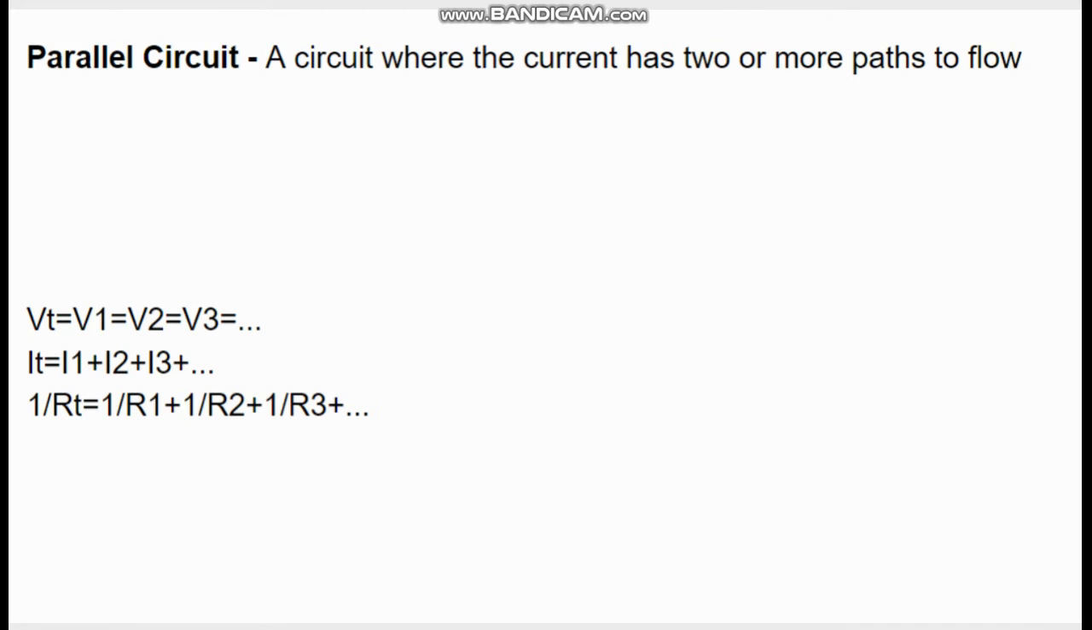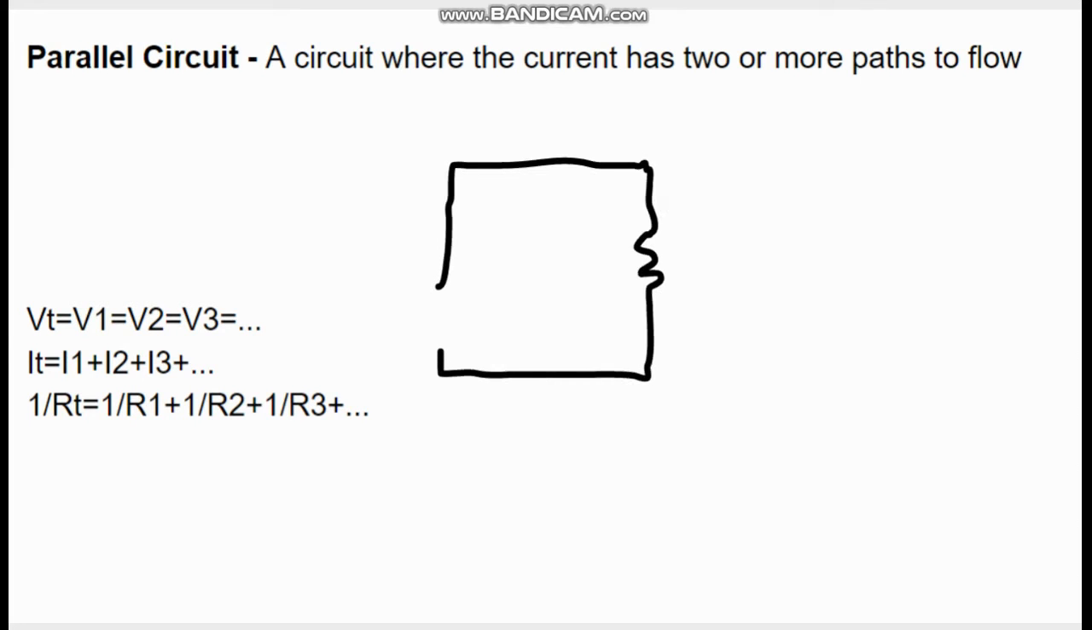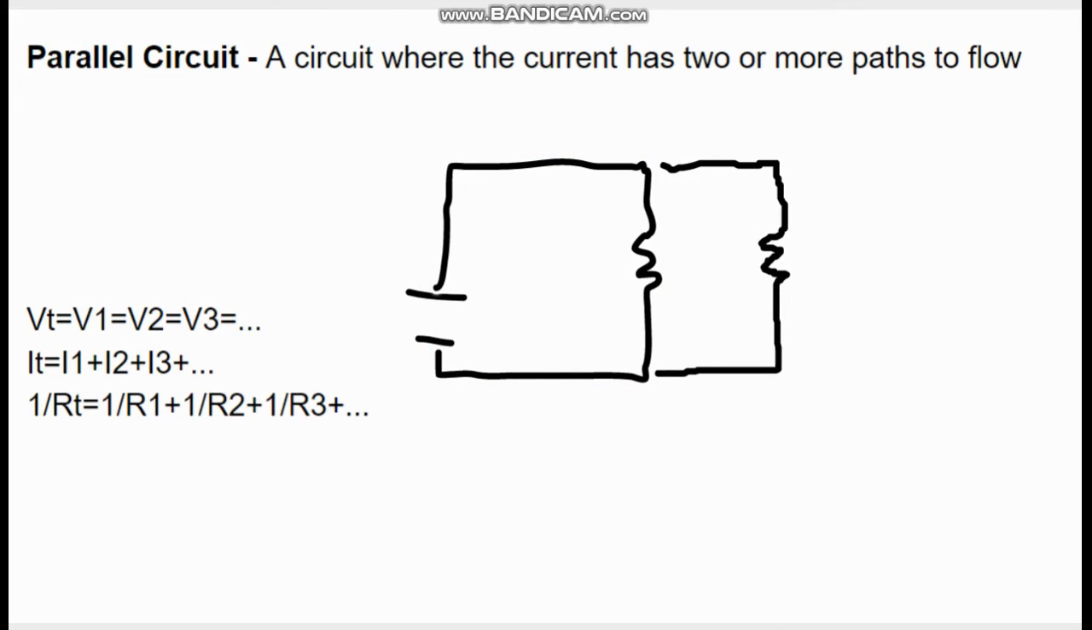So the other type of circuit is a parallel circuit, which is a circuit where the current has 2 or more paths to flow. And on the left, those are the rules for a parallel circuit. So this would be an example of a parallel circuit with two resistors, and the current has two paths to flow.